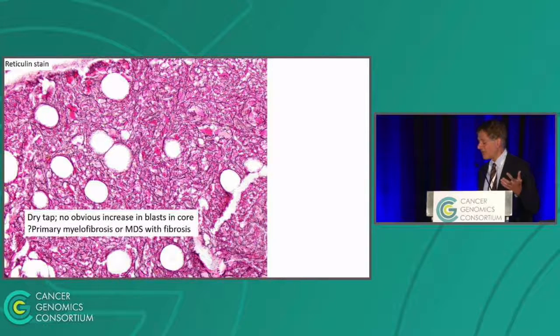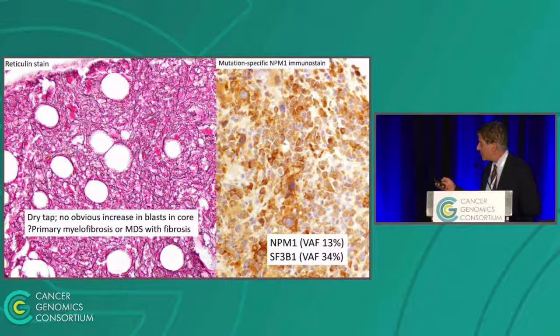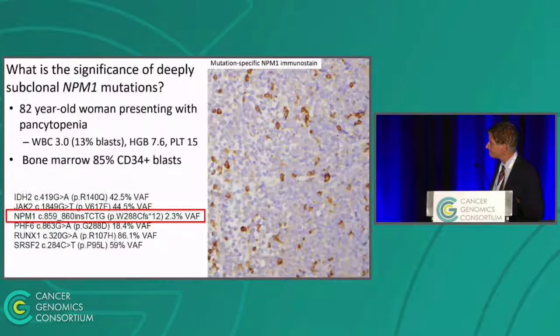So the question is, is this primary myelofibrosis? Well, lo and behold, the NPM1 immunostain was positive, and there was an NPM1 mutation detected. So this chronic myeloid neoplasm-appearing case actually did have an NPM1 mutation. This is a case I would sign out descriptively. The patient died within a couple of weeks and was unable to be treated with intensive therapy, but perhaps the patient may have benefited from being treated with cytotoxic therapy as if they had AML.